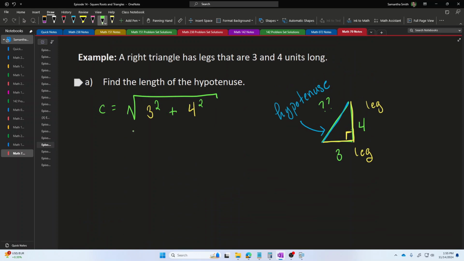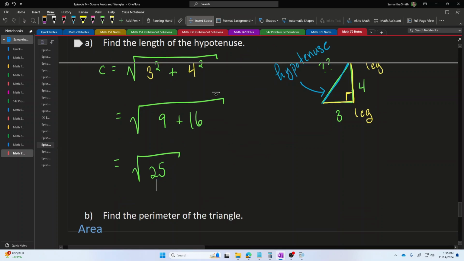So following PEMDAS, 3 squared would come first, and 3 squared is 9. 4 squared would come second. 4 squared is 16. Following PEMDAS, the next thing would be the addition inside this expression, moving from the inside out. 9 plus 16 would be 25.